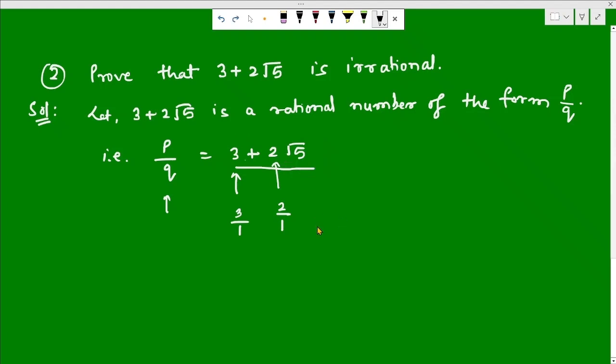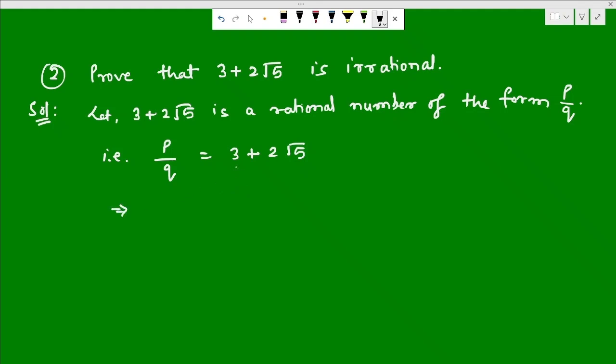We simply transpose all the rational part to any one side, and we make the irrational part of the equation alone on any side, whether it is LHS or RHS. How? Let's see what I am doing here. I'm transposing first this 3 to LHS. So as p upon q is a rational number, and this 3 when transposed from RHS to LHS, it will be written as minus 3 in LHS. And in RHS we are left with 2 into root 5.